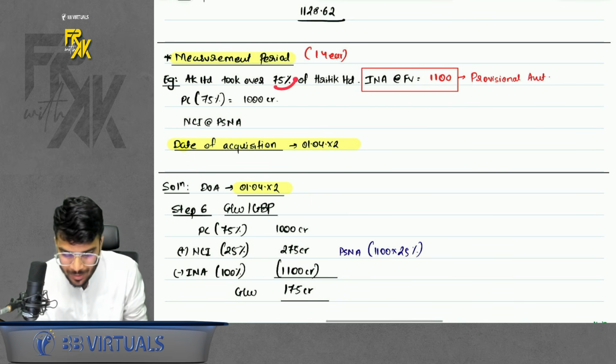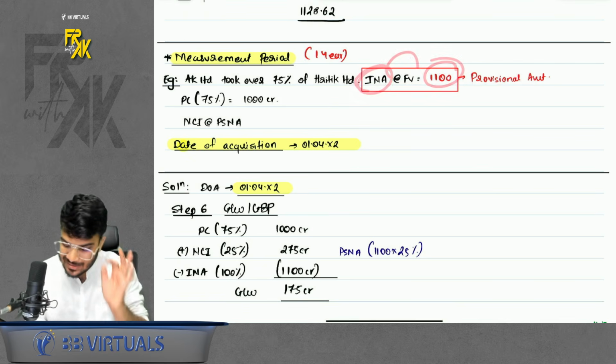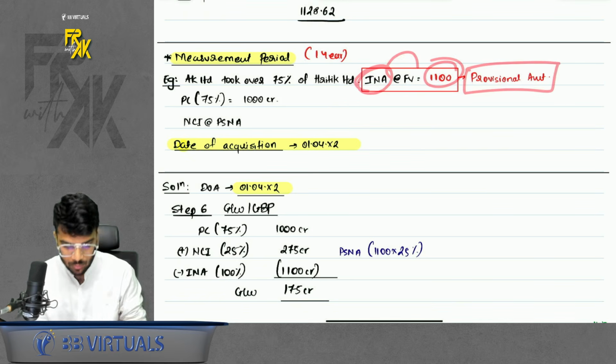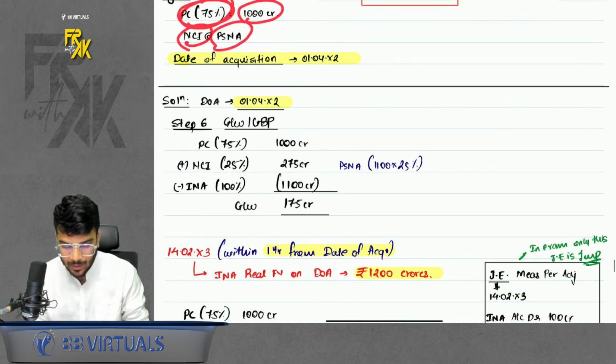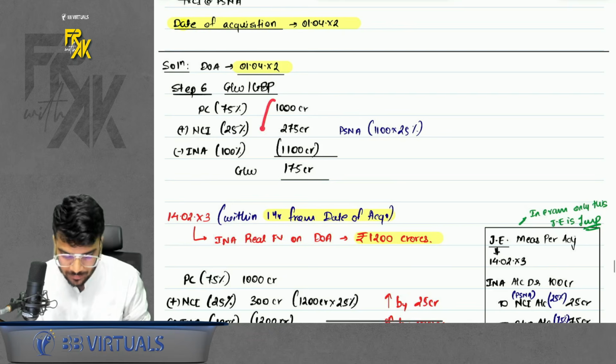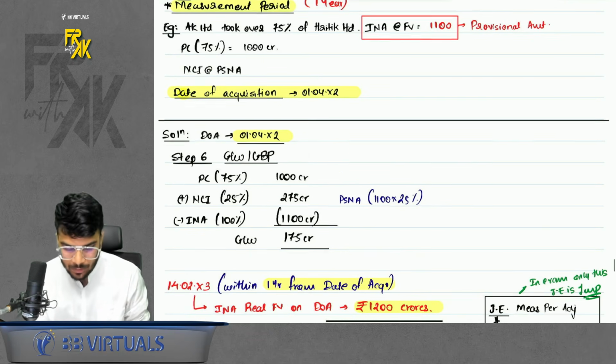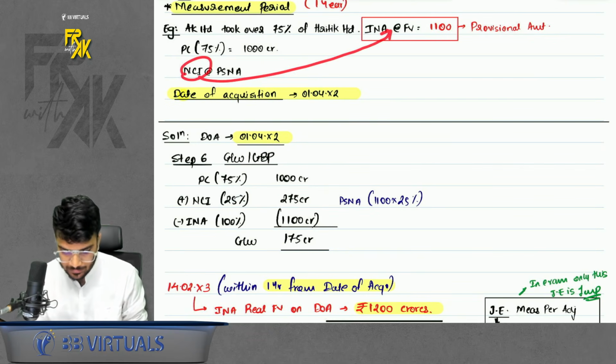So let's say I took over 75% of Ritik Limited. Okay, INA at fair value was 1100. This is the provisional amount. I don't know the exact amount. Okay, now PC was 75%, this much, NCI at PSNA. Now, when you solve this, you will get the goodwill. Okay, and NCI is also based on PSNA. So you will get the NCI also.